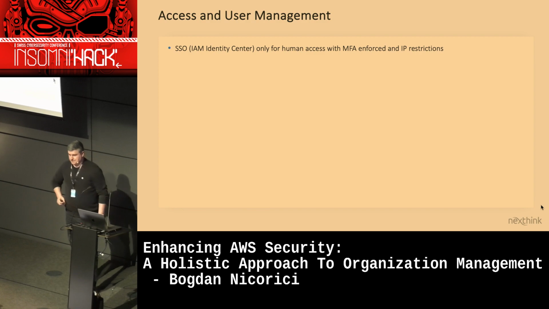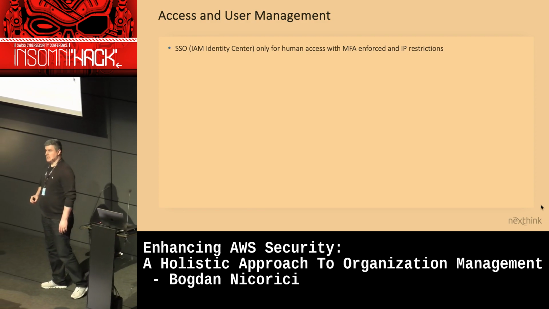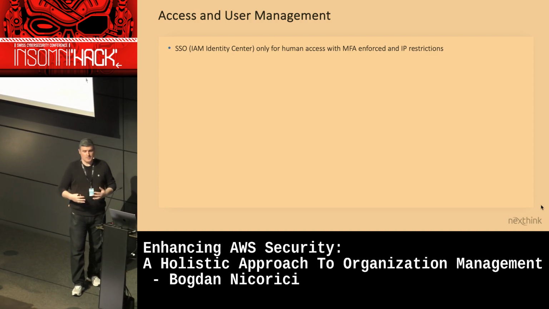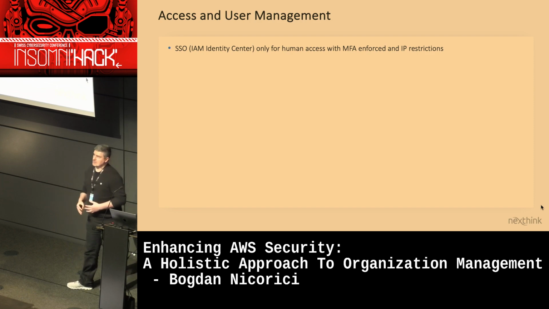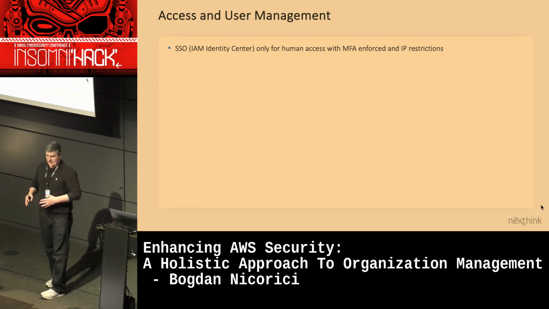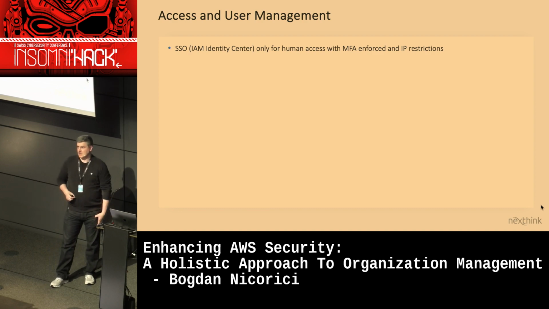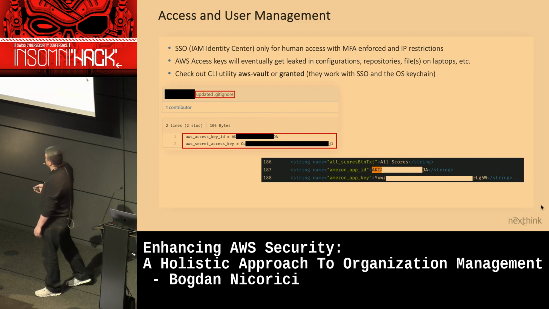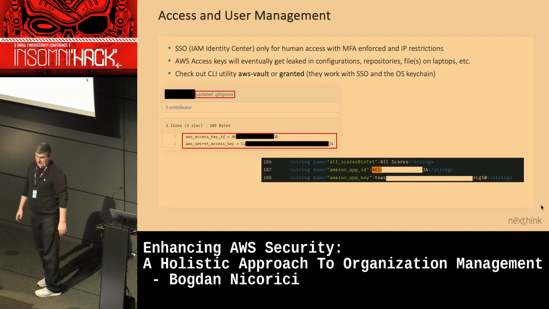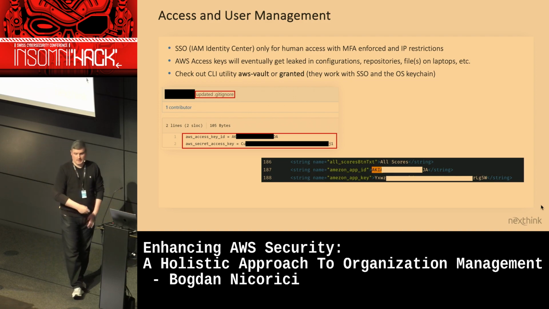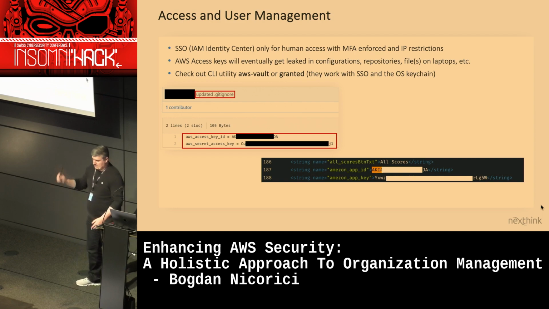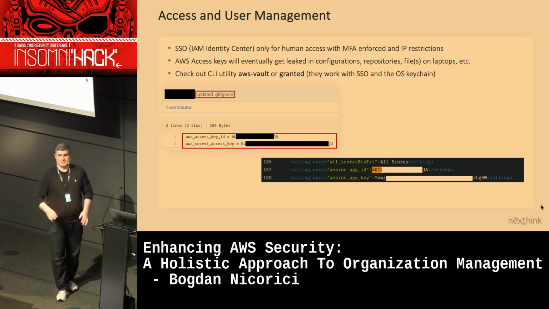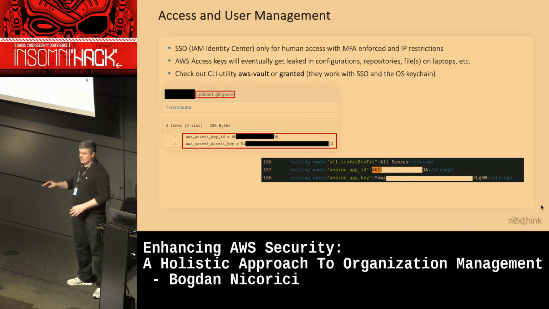Access and user management. SSO for humans is the only way for us to connect to workloads. If a human needs to connect to something, it has to go through SSO. All SSO authentications have MFA enforced and IP restrictions. The reason we go through SSO is that, first of all, we don't want to have to handle AWS secret keys, which will always end up in files, in Jenkins configurations, whatever type of script people might use. So if it's human access, it has to be SSO. There has to be MFA. And we do IP restrictions.